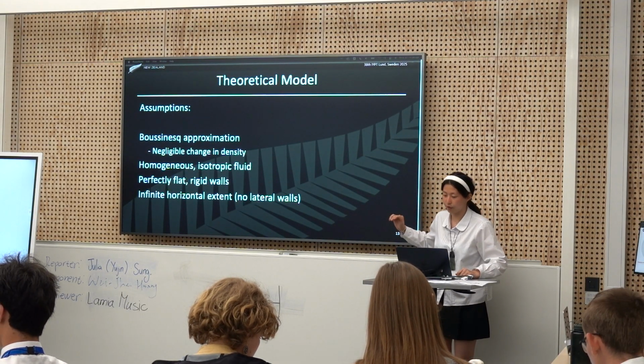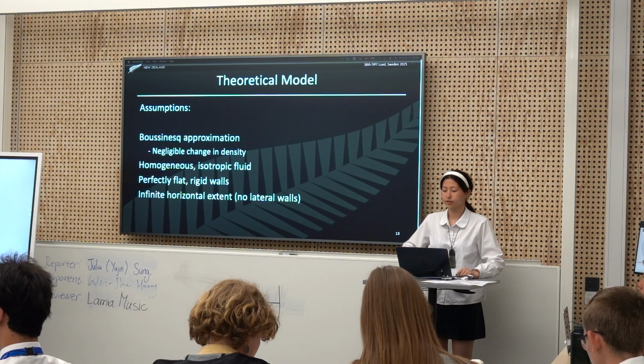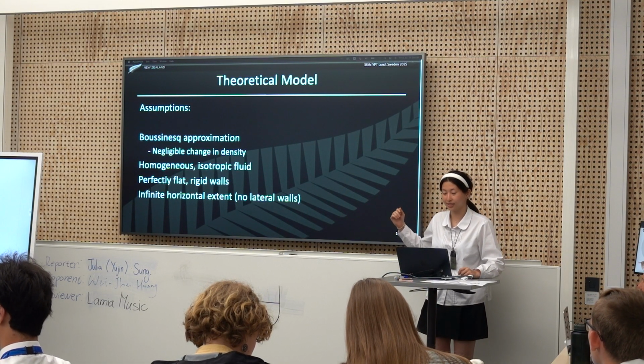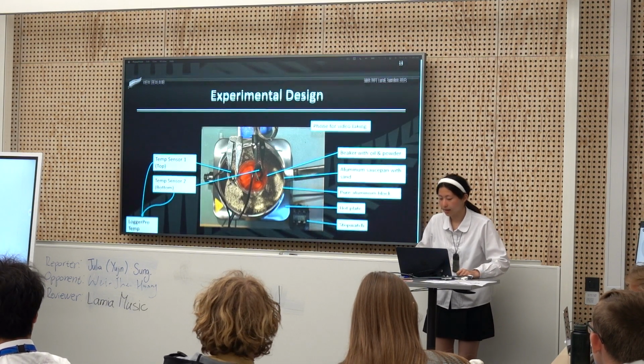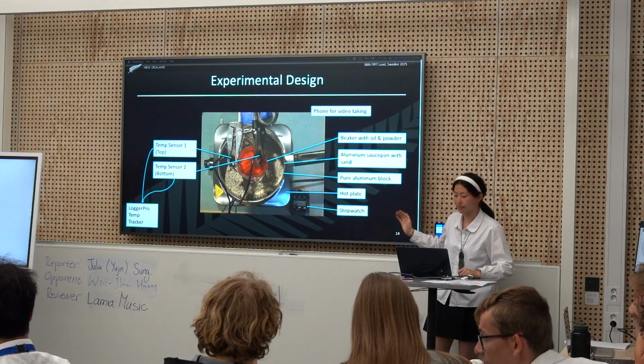Here are the assumptions of the model derived from Rayleigh's number. I'm happy to go into these more in discussion and justify each of these assumptions. Now here is the experimental setup that I have used.